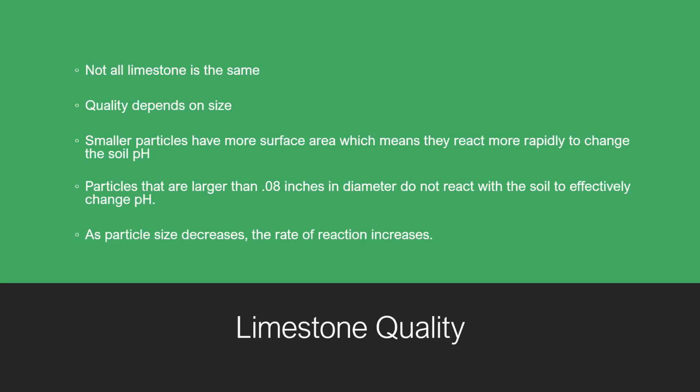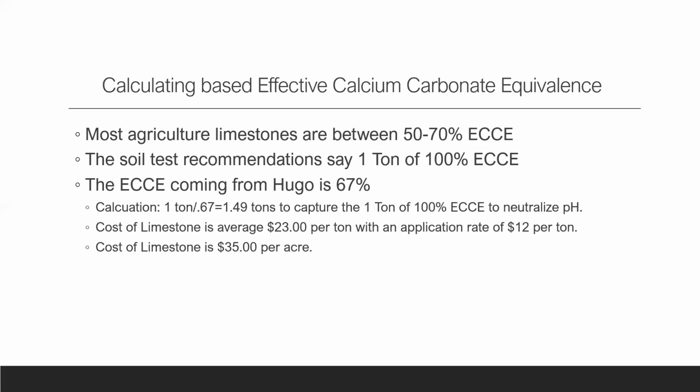So the smaller the particle size, the faster we can change that pH within that soil, and the more effective that we're going to be in changing that pH as well. I said it was called the ECCE. That stands for Effective Calcium Carbonate Equivalent.